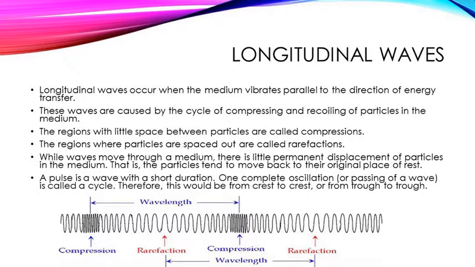While waves move through a medium, there is little permanent displacement of the particles in the medium. That is, the particles tend to move back to their original place of rest. A pulse is a wave with a short disturbance. One complete oscillation or passing of a wave is called a cycle. Therefore, this would be from crest to crest or trough to trough, or the same place in the rarefaction to the next same place in the rarefaction, or the same place in the compression to the same place in the next compression.